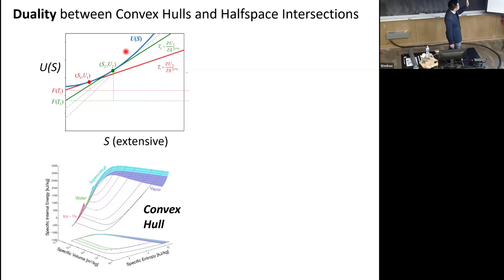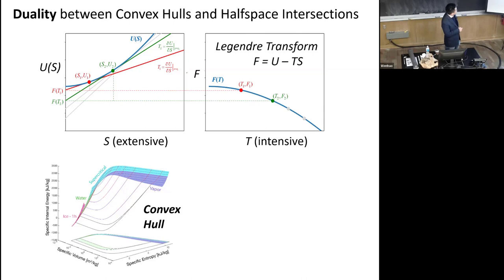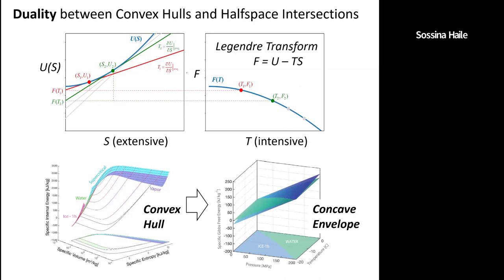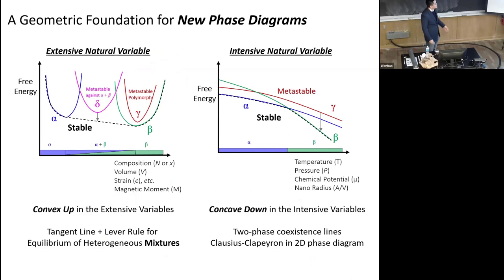What we're doing here is taking the duality of the internal energy and the extensive variable, and we can transform it using the Legendre transformation to a new function, a new free energy as a function of the intensive variables. And if you do this, you get this concave envelope idea, which is what we normally think of when we do G of T and P figures. So I went pretty fast, but this is the geometry of thermodynamics. This gives you a new foundation for new phase diagrams. In an extensive natural variable, you have convex hulls. In an intensive natural variable, you have concave envelopes, and you have the inner half-space intersection. So I'm trying to say that this will be a foundation for new phase diagrams.